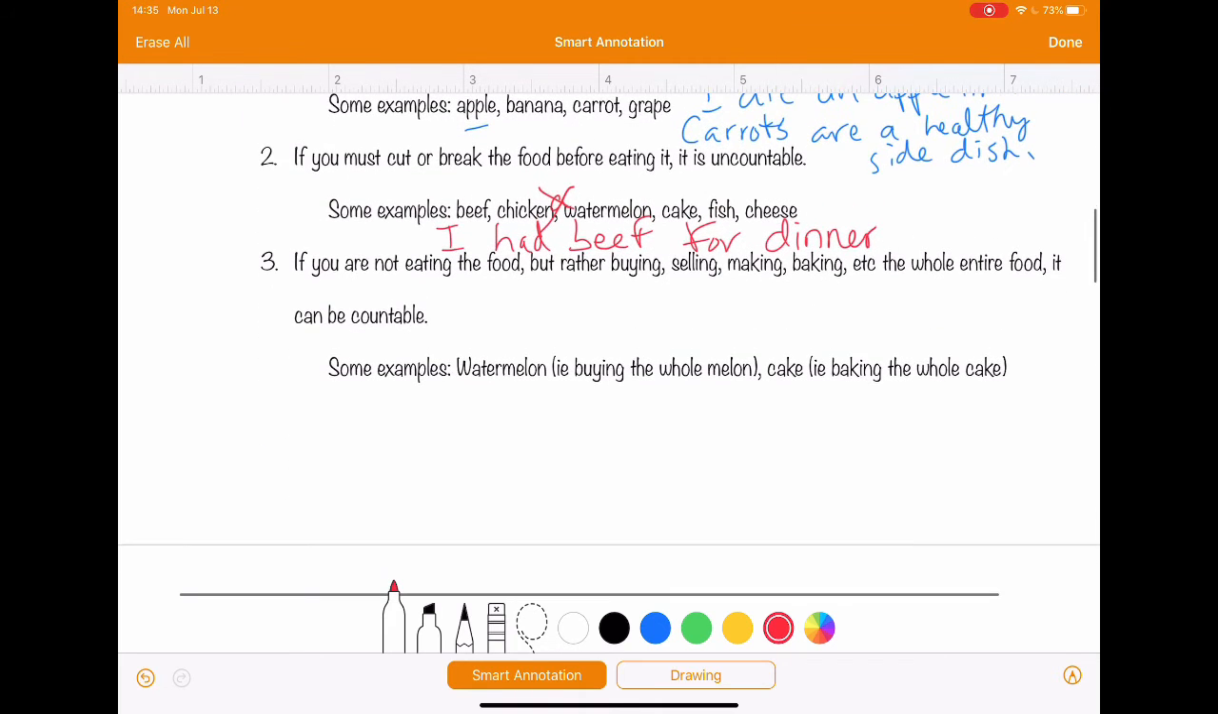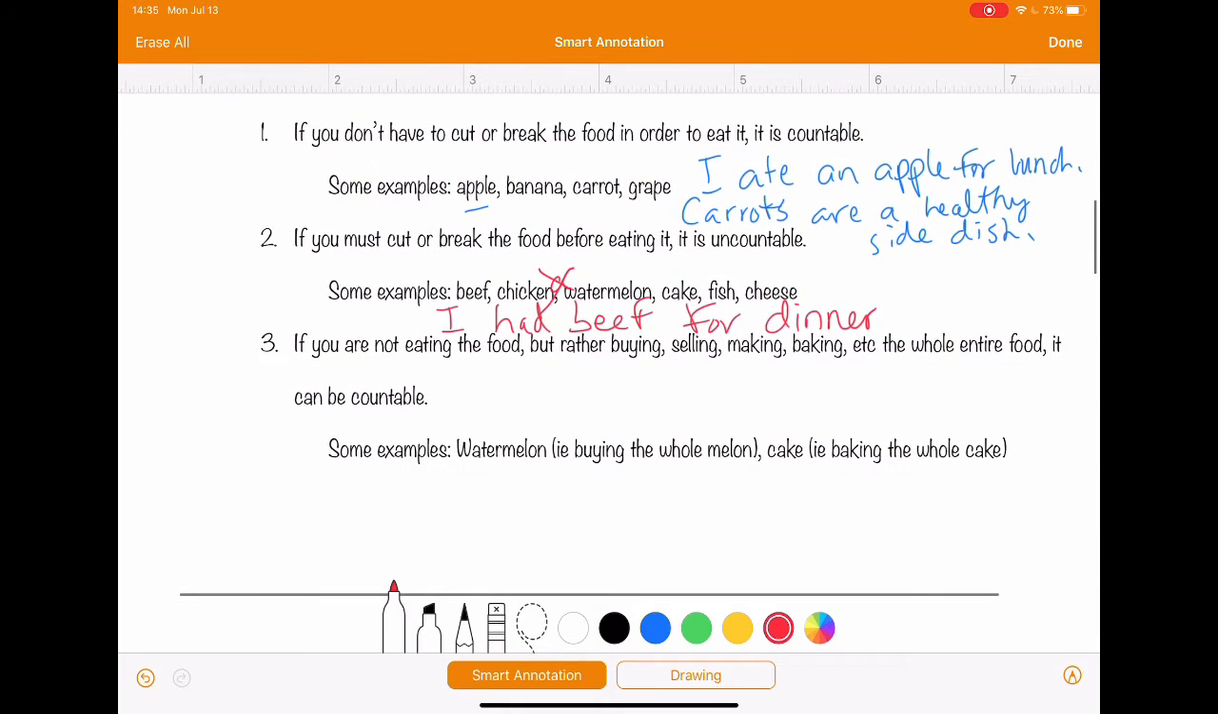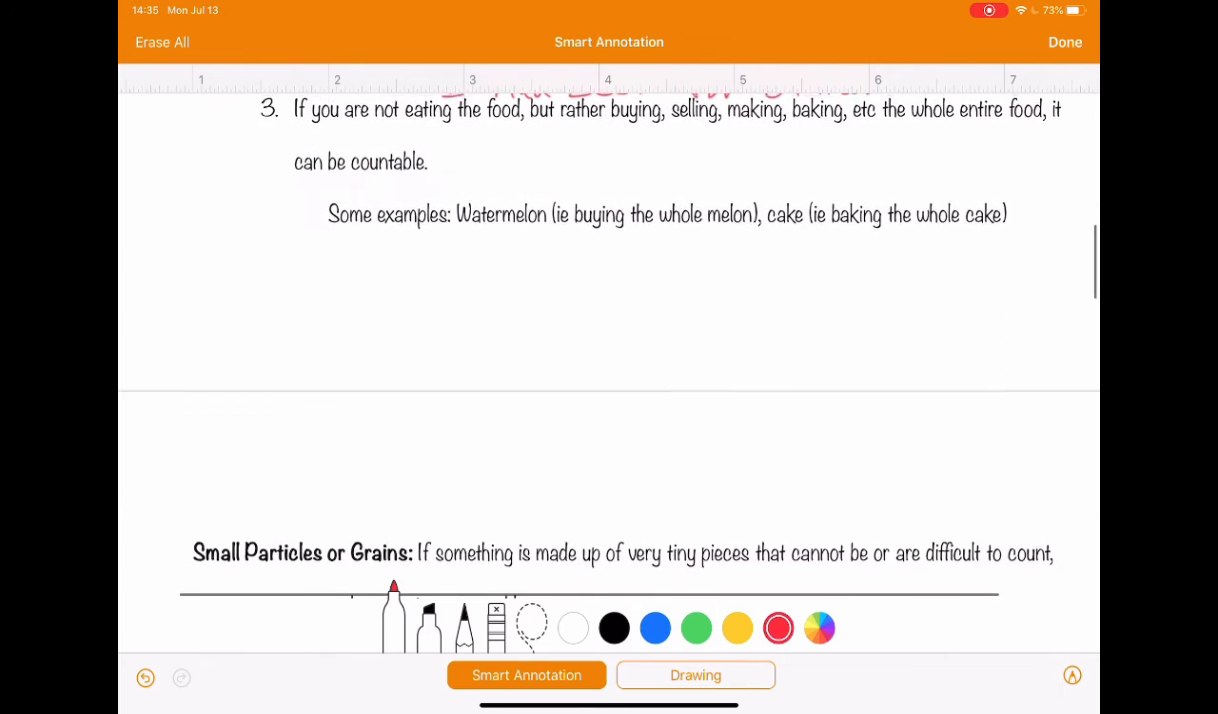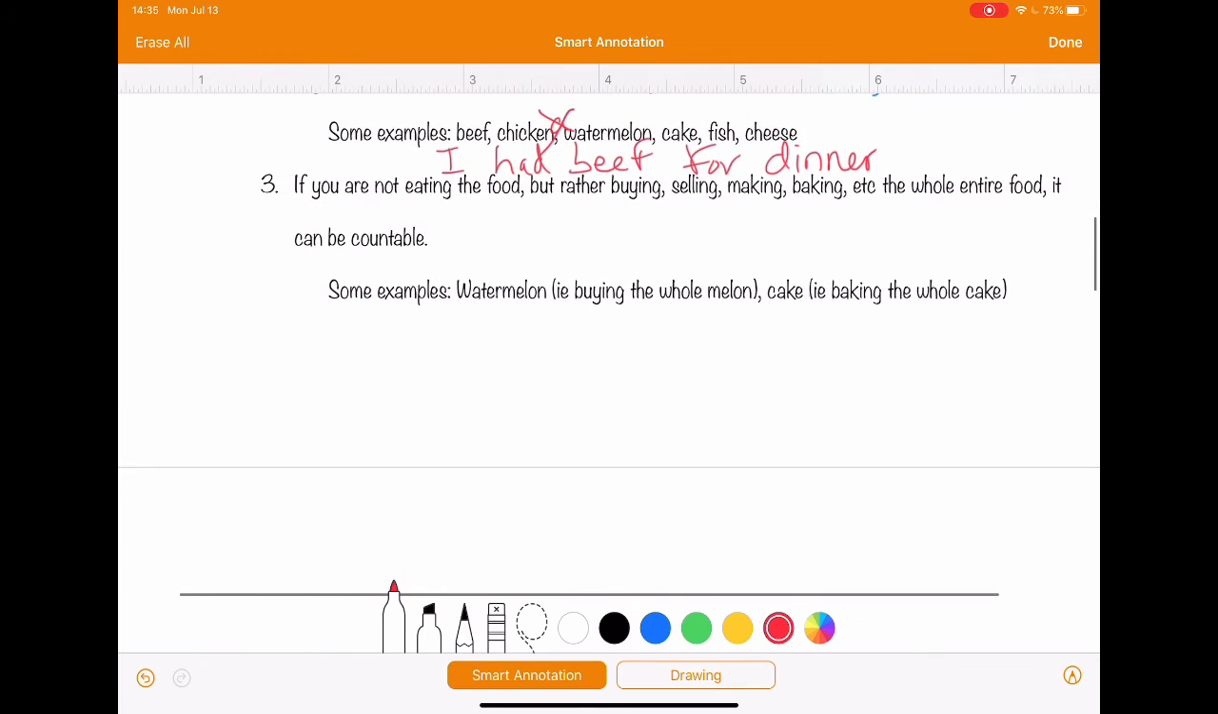Now, this becomes a little bit tricky sometimes when I'm not eating the food. So rule number 1 and rule number 2 apply if you're eating the food. But if you're not eating the food, but rather you're buying, selling, making, or baking it, then the whole entire food, that's when it can actually be countable. So I just gave you the example of a watermelon, right? If I eat a watermelon, that's uncountable when I eat it. I eat a piece of watermelon. I cut the watermelon first before I eat it.